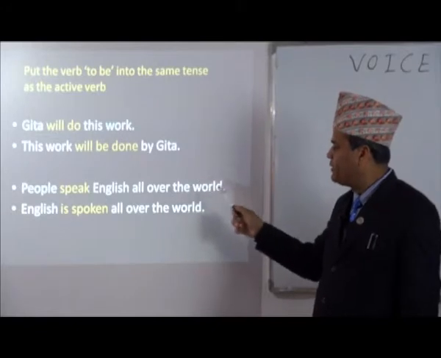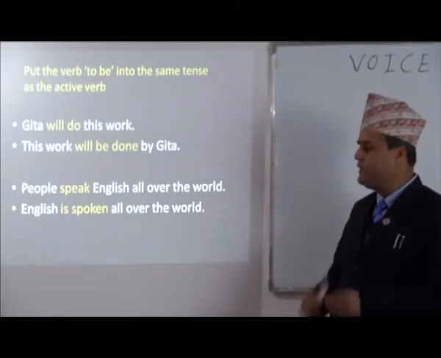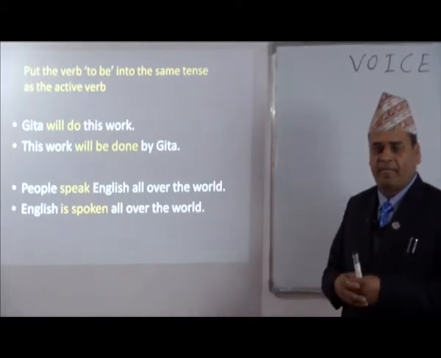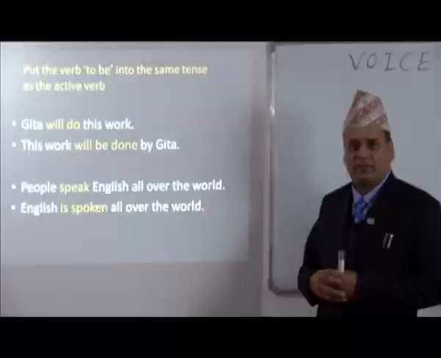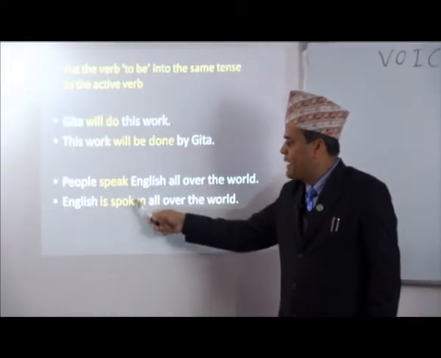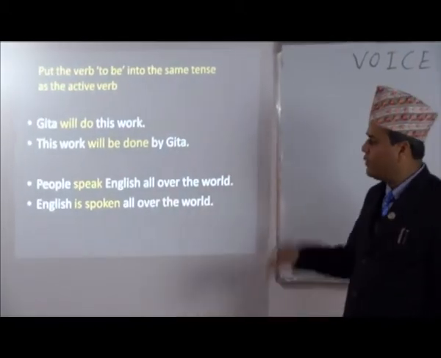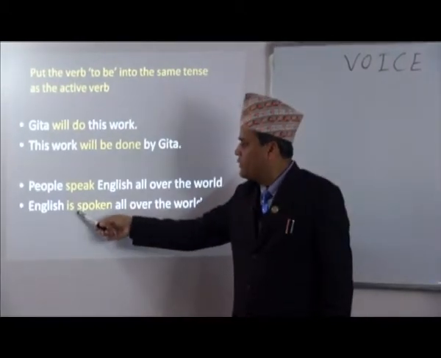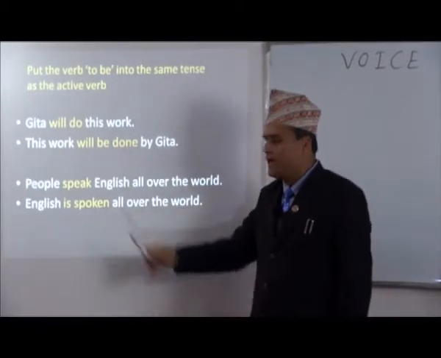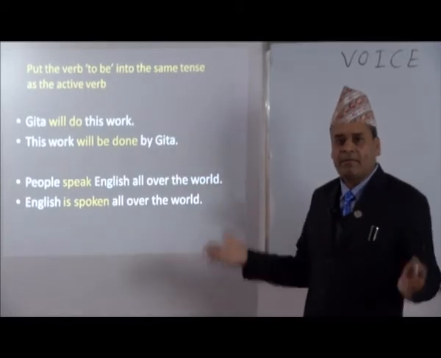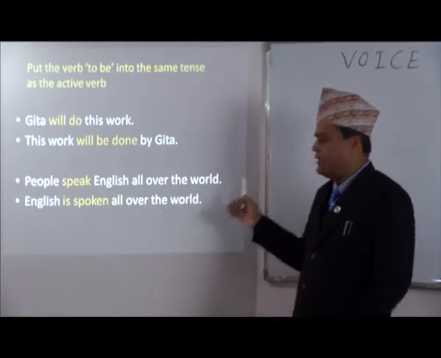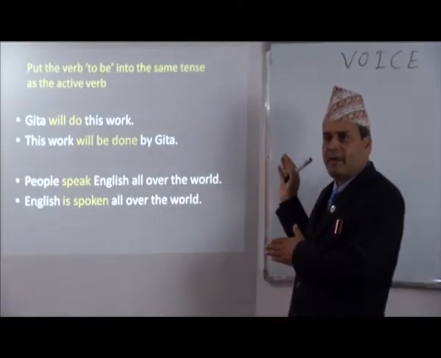Similarly, let's have a look at the next example here. People speak English all over the world. In this sentence, who is the agent? Who is the subject here? Subject is people. In this sentence, the verb is speak. Okay, and next is English is spoken, as it's in present tense. We change this into is spoken form. And spoken is, as I told you earlier, the past participle form of speak. And all over the world is the rest part of the sentence.